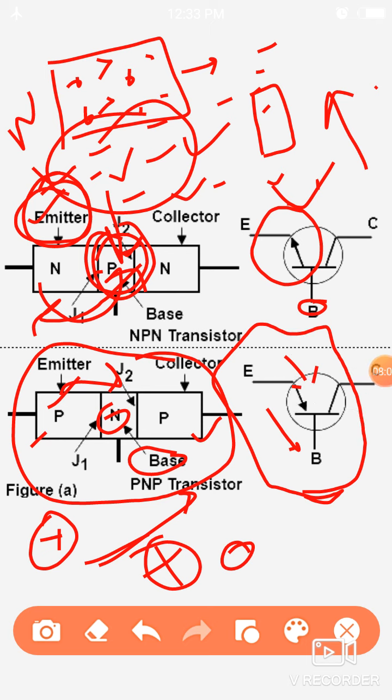In the next lecture, we will discuss the parameters of a transistor, what the load line is, stability of biasing, necessity of biasing, and numerical problems related to transistors.